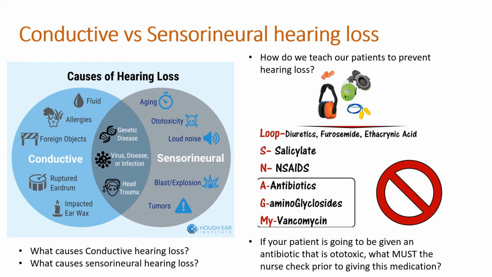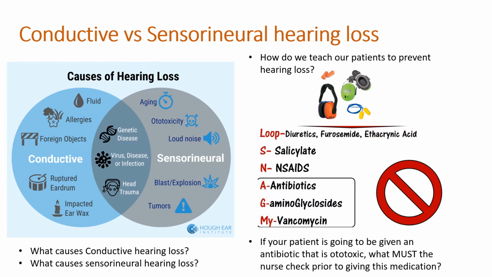Conductive versus sensory neural hearing loss. What causes conductive hearing loss? Well, when you think of conductive, it is sound waves. So we have to think of things that are going to block the sound waves from making it to our eardrum. Having a ruptured eardrum will do it. Impacted earwax, foreign objects, allergies, fluid, anything that's going to block the sound from getting through is going to cause conductive hearing loss.